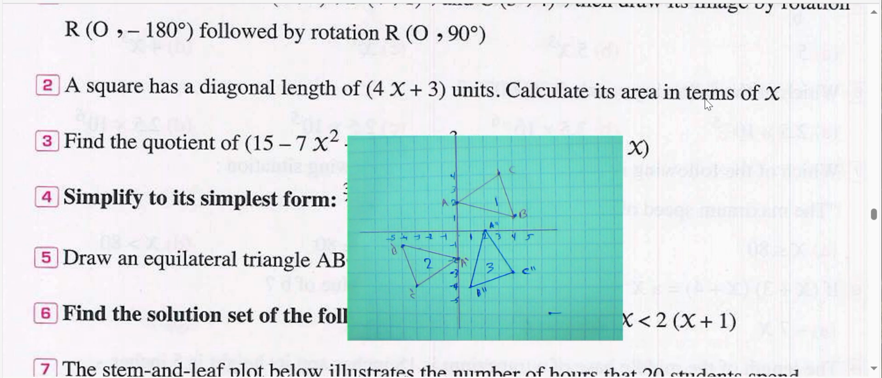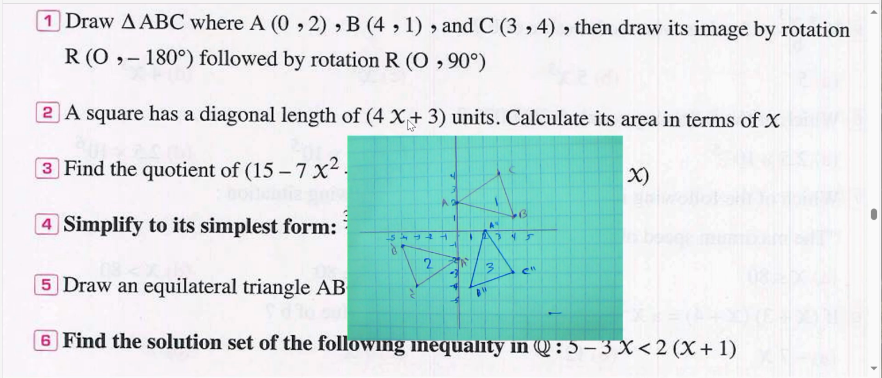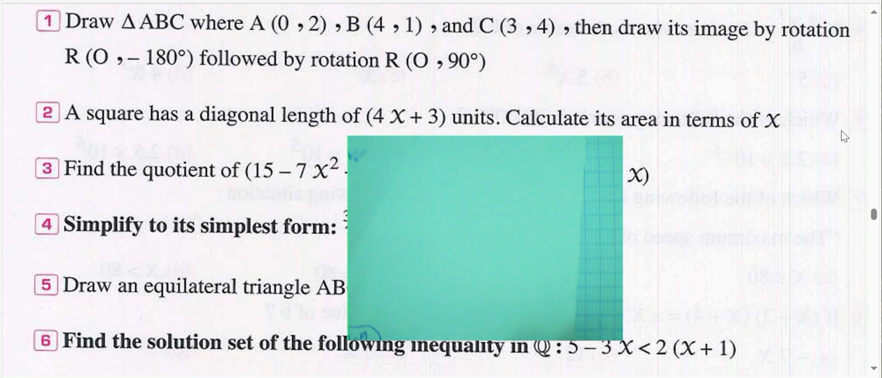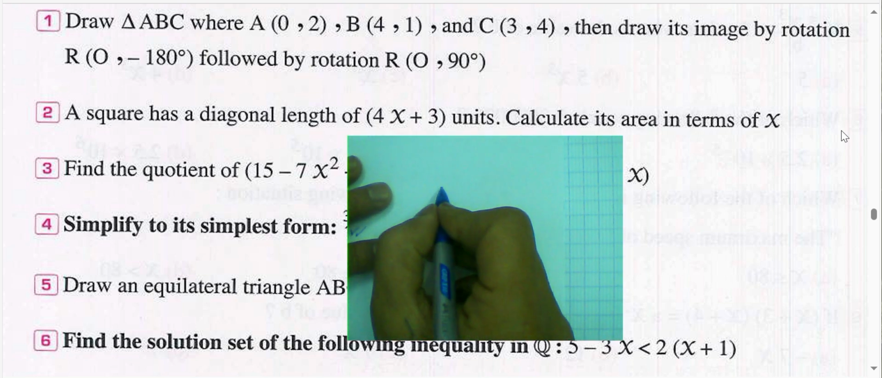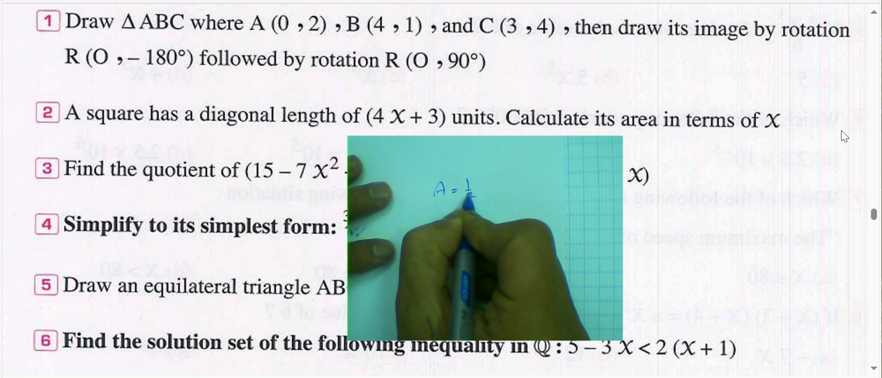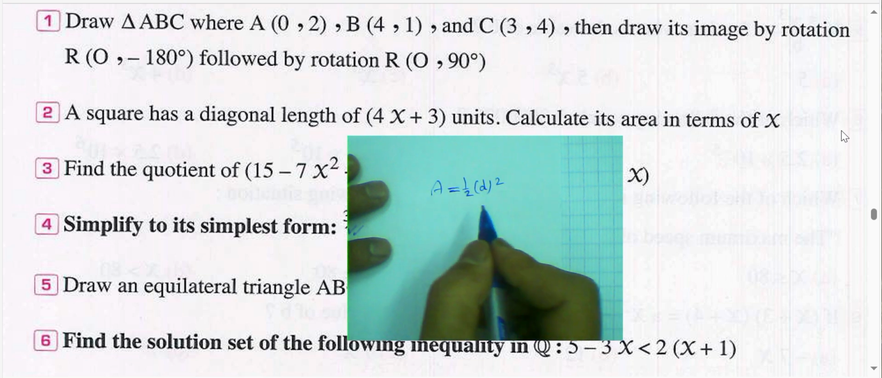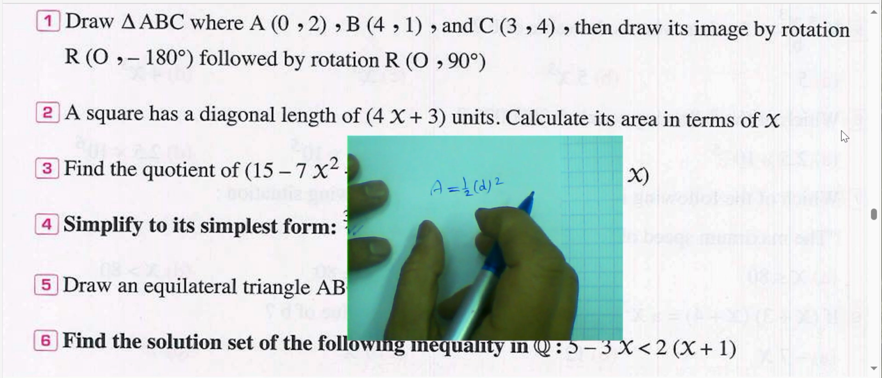Question number 2. A square has a diagonal length of 4x plus 3 units. Calculate the area of the square in terms of x. Okay, we can find the area of a square. It will be half of the diagonal power 2. We can find the result in the simplest form.